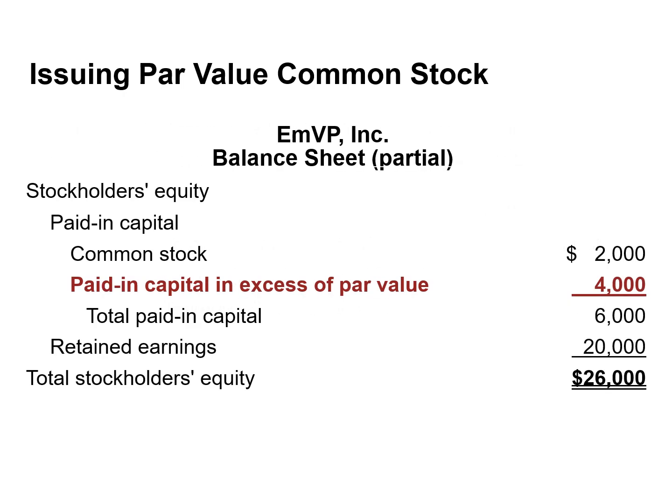Total paid in capital from these two transactions is $6,000. If this company has retained earnings of $20,000, the stockholders' equity section of the balance sheet would report $6,000 in paid in capital and $20,000 of retained earnings for a total of $26,000 in stockholders' equity.